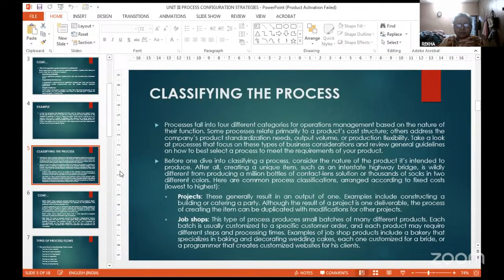Here, a common process classification arranged according to fixed cost, lowest to highest. Project. The general result is an output of one. Examples include constructing a building or catering a party. A project we define as something which has a definite time to start and a definite time to end.